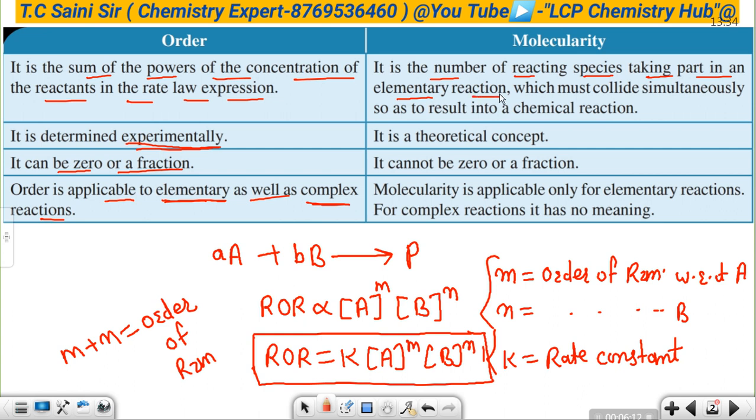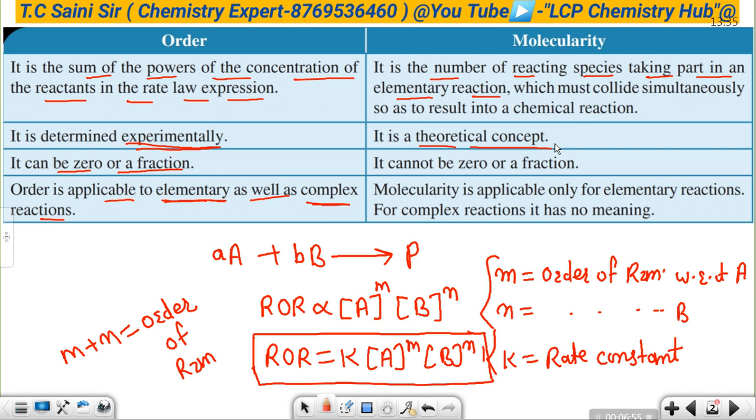In simple words, the number of reacting molecules which take part in a chemical reaction is known as the molecularity of a reaction. That means the number of reacting species taking part in an elementary reaction is known as molecularity. Second point, molecularity of a reaction is a theoretical concept. That means molecularity is not determined experimentally, it is determined by theoretical concept.